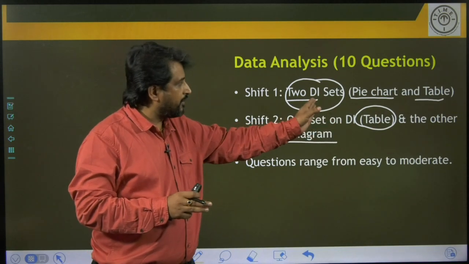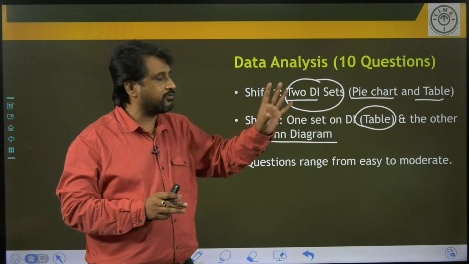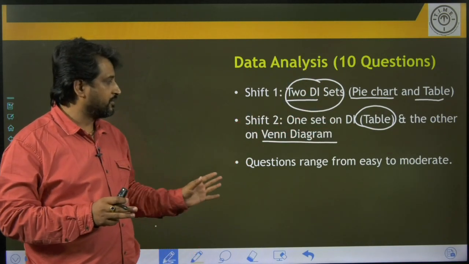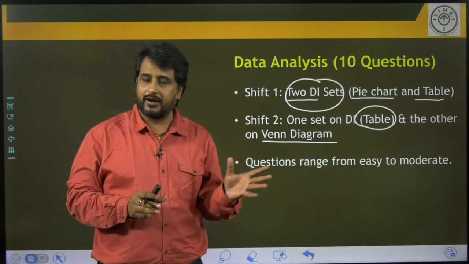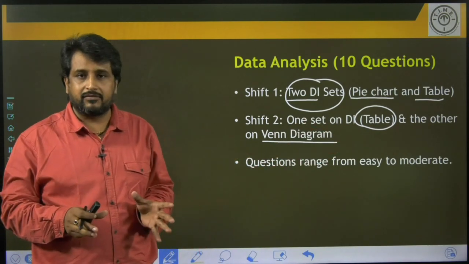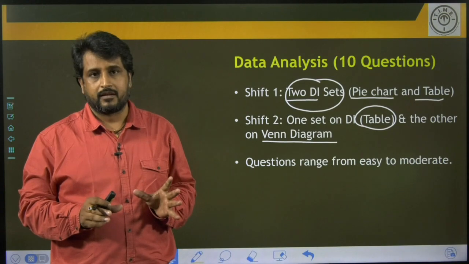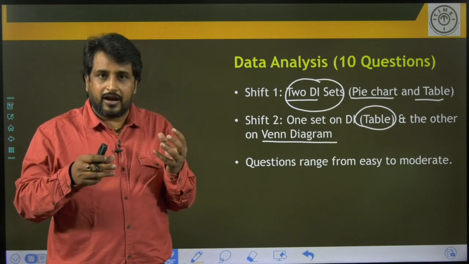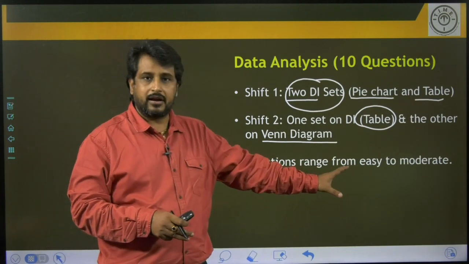Even the tabular graph and DI sets, pie chart and tabular, are very easy questions. Questions range from easy to moderate. Compared to previous years, they are very easy. And when it comes to that particular slot, the level of difficulty is easy to moderate.